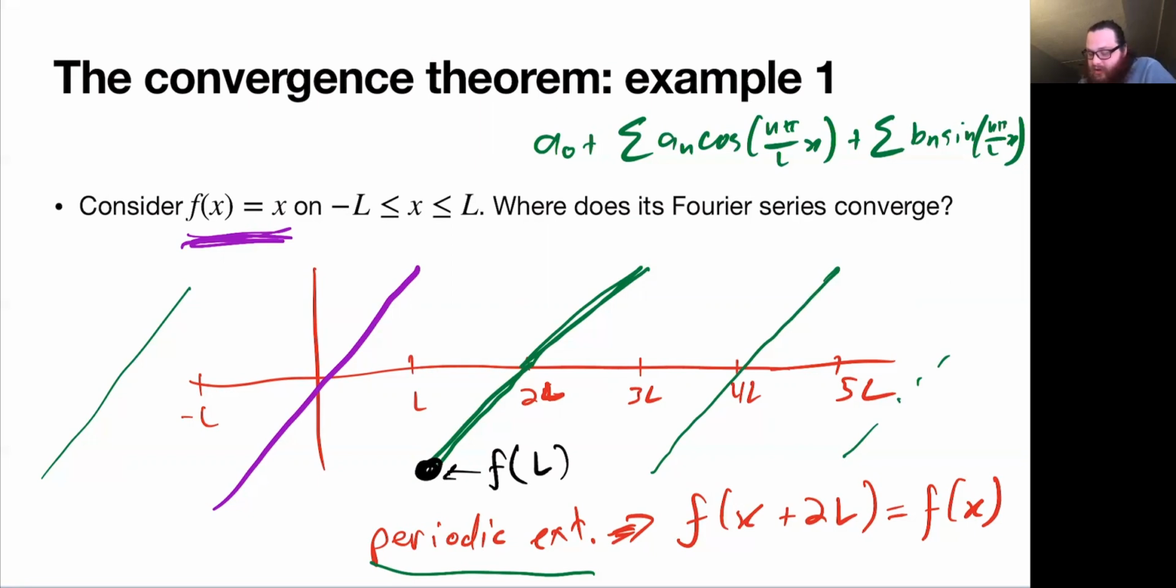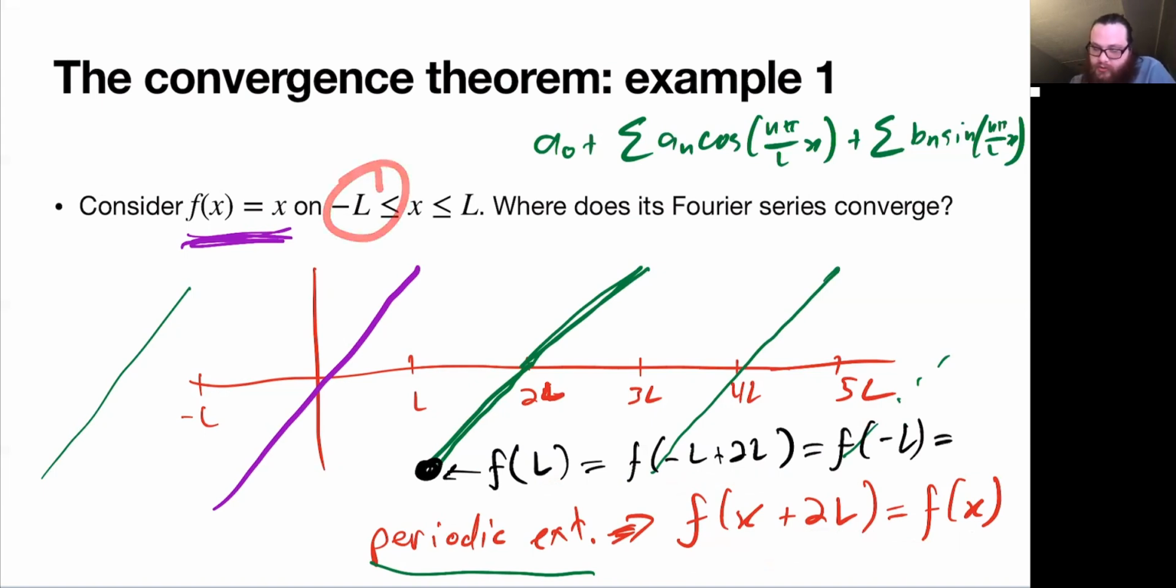But now let's use the fact that it's a periodic extension and factor out this 2L. So f of L is equal to f of minus L plus 2L, because summed together you get back L. And by the fact that we're working with a periodic extension, whenever you see a 2L, f of x plus 2L is just f of x. So the value here is equal to f of minus L, which, looking at that, is going to be minus L.